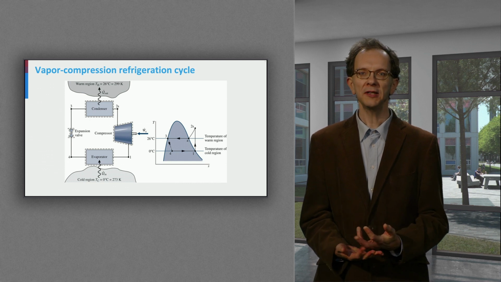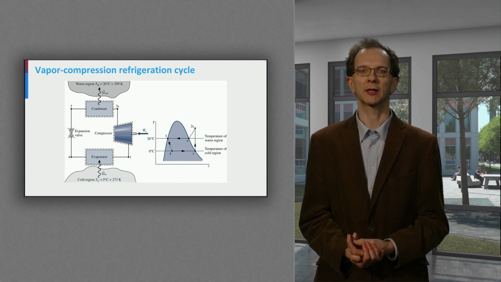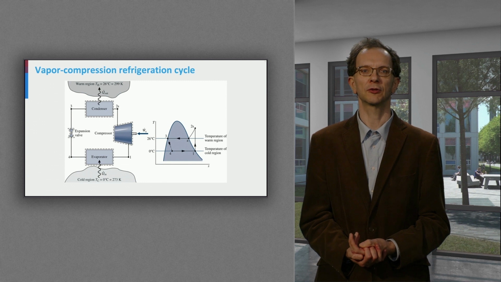At point 2S, the working fluid is entering a condenser, which means that the heat is released to a high temperature reservoir, and due to the heat transfer from the working fluid to the condenser, the working fluid is condensing to a liquid.